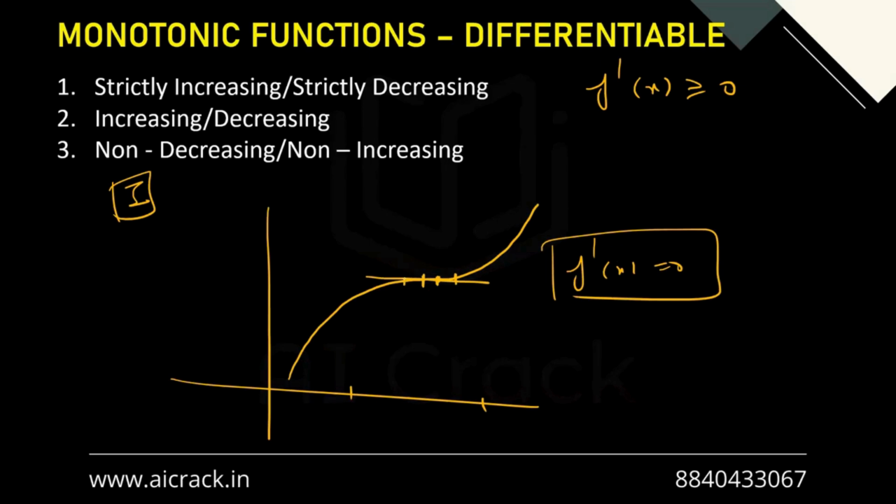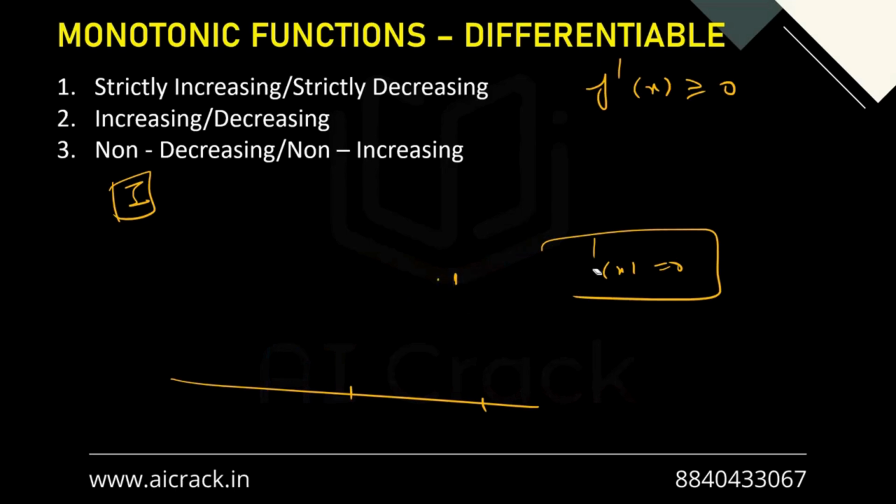It shouldn't be like f dash is 0 over here and over here as well. It shouldn't be like in this particular range f dash x is 0, it should be at one single point. So if that is happening at one single point and in the vicinity of that point f dash is positive, then we can say that the function is an increasing function.